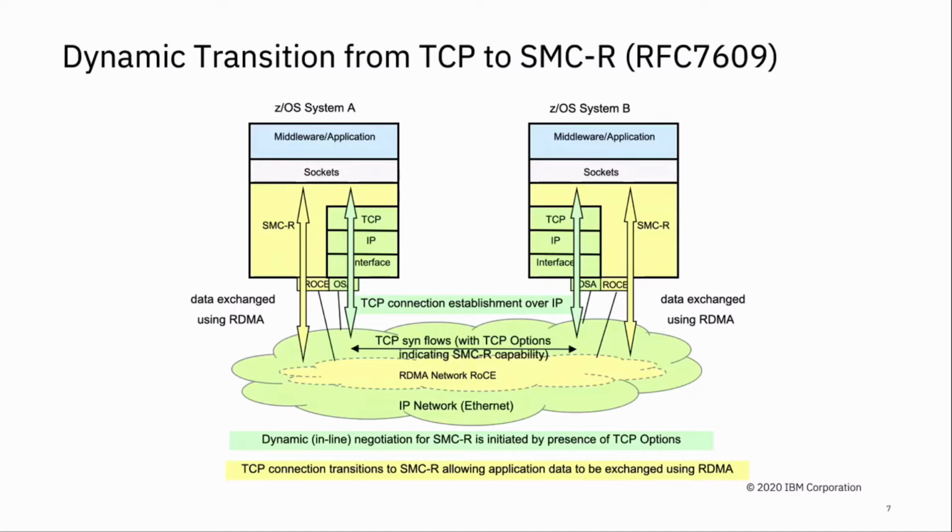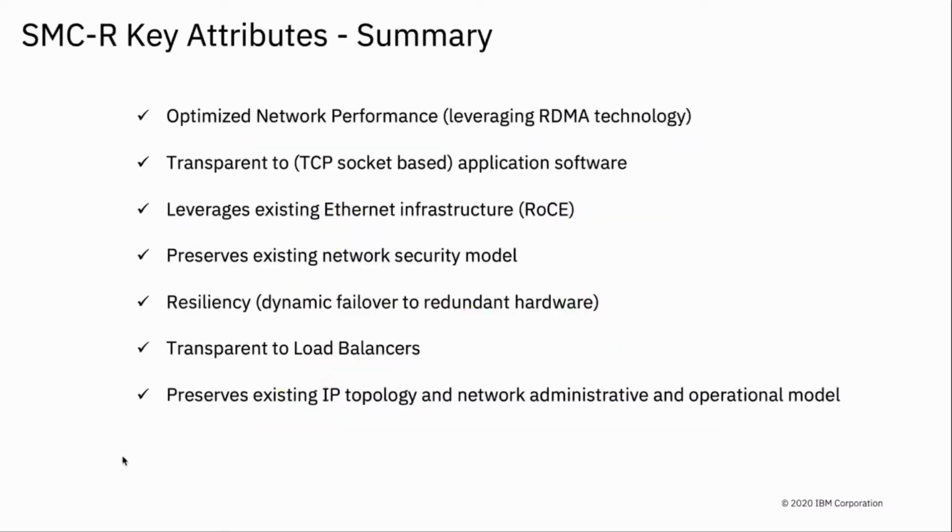And so just a reminder of what's the point of SMC. Again, the number one value point is providing optimized network performance and communications to our customers leveraging RDMA technology. So the whole point is reduce CPU, increase throughput, etc. It's important to note that the applications don't see this. They basically use TCP sockets. If they are, they're eligible to use this.